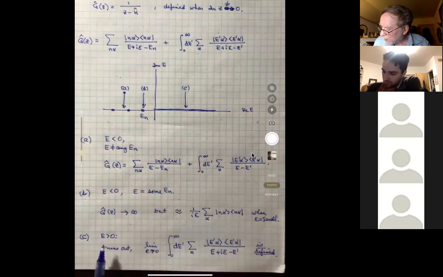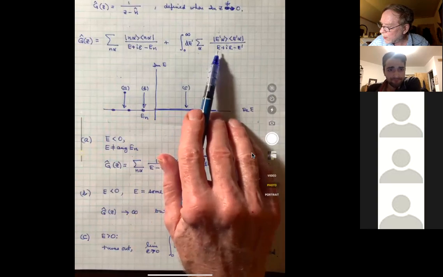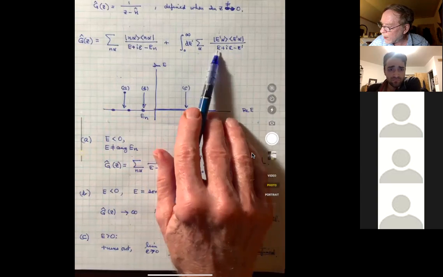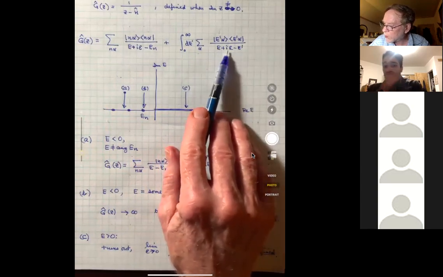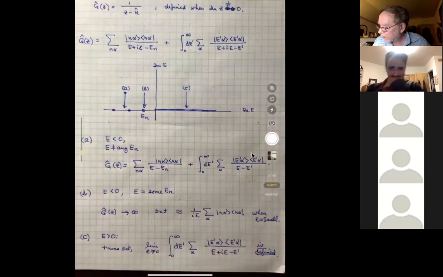Now, if E is positive, then all the negative denominators are well defined, but now since both E prime and E are positive, in this variable of integration you're going to run right over the place where E is equal to E prime, and the denominator just turns into i epsilon. Letting epsilon go to zero looks like you're going to get a zero denominator under the integrand. Well, it turns out that in spite of that, this integral is defined. I'm not going to prove that, but I'll give you an example of it in a few minutes where we'll see the answer comes out.